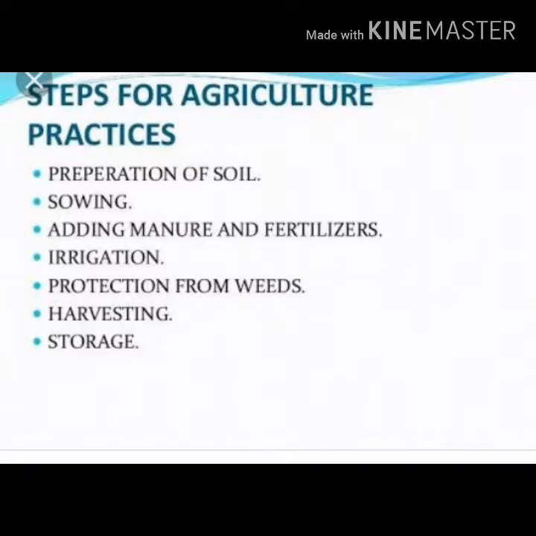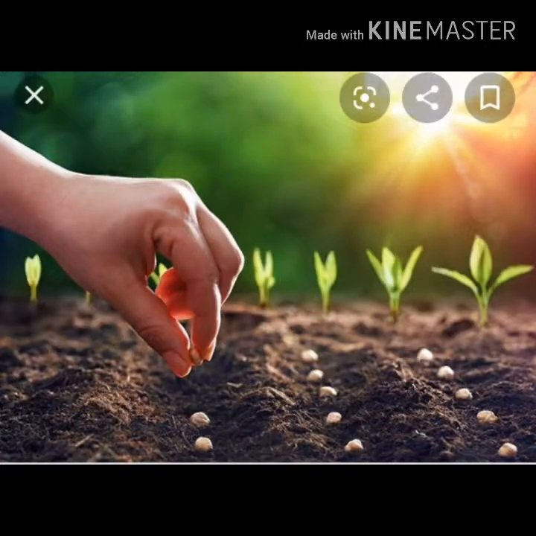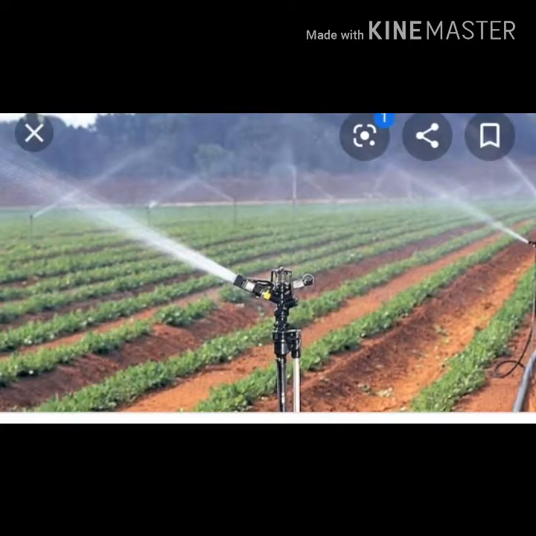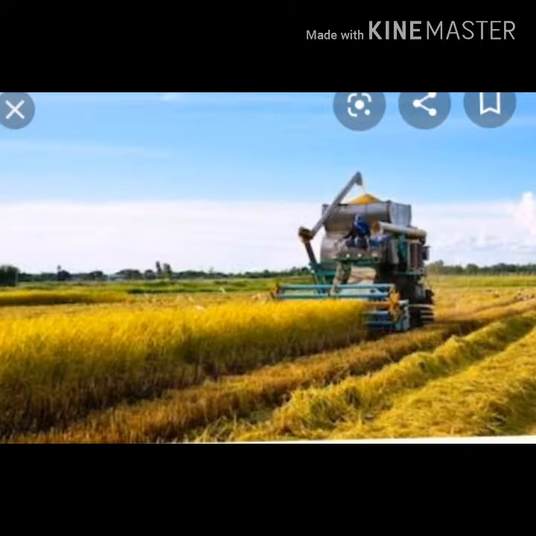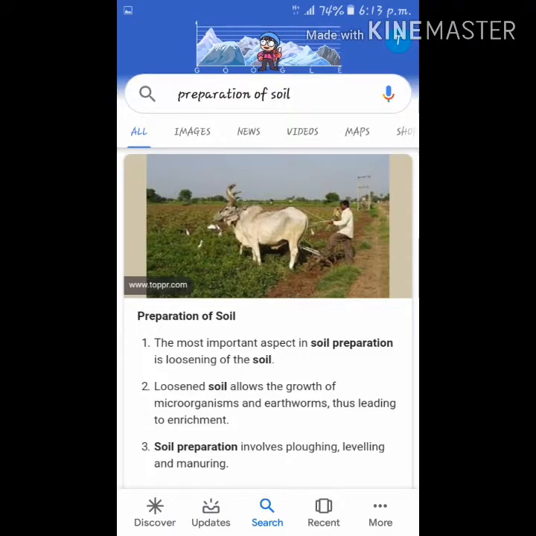Steps for agriculture practices. The first step is preparation of soil. The second step is sowing. The third step is adding manure and fertilizer. Fourth step is irrigation. Fifth step is protecting from weeds. Sixth is harvesting. Seventh is storage. So these are the seven steps of agriculture.